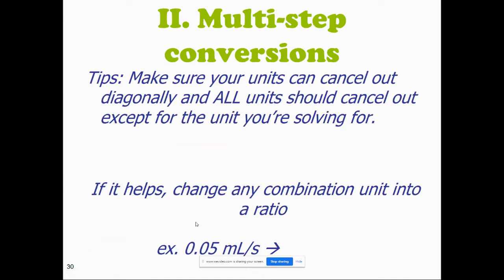If it helps you, and you should do this, you can change any combination unit into a ratio. So in other words, if you have a unit like 0.05 milliliters per second, change it into a ratio. So then you know how to put it into a fraction. So any combination unit, a unit that's got a top and a bottom.